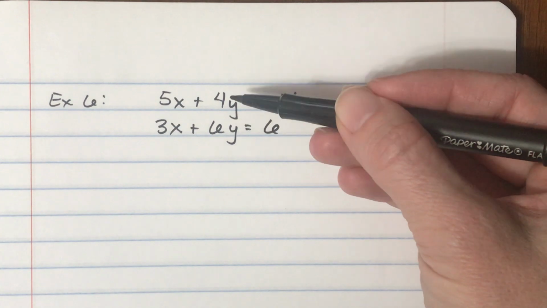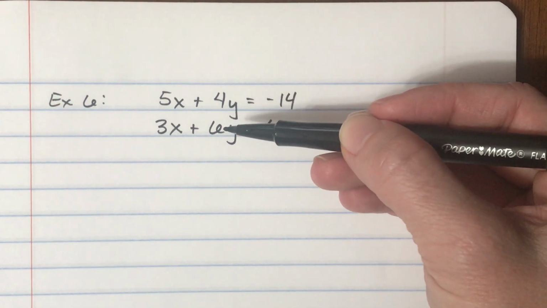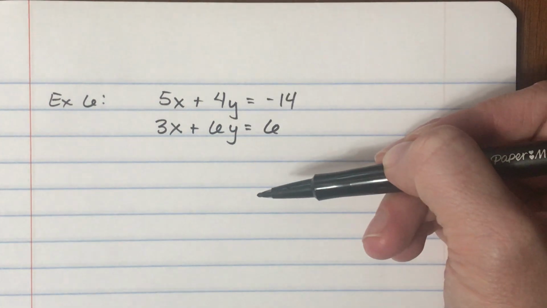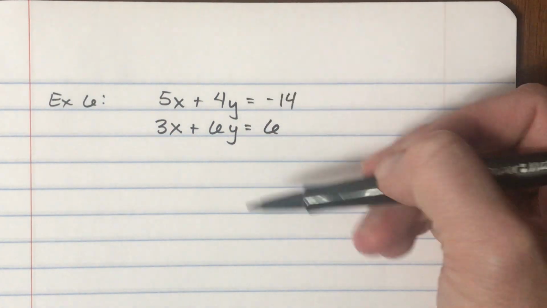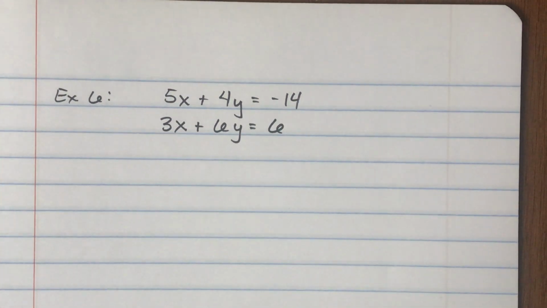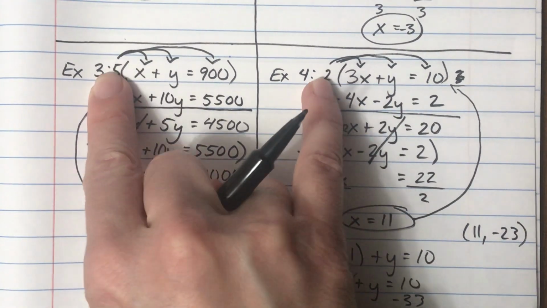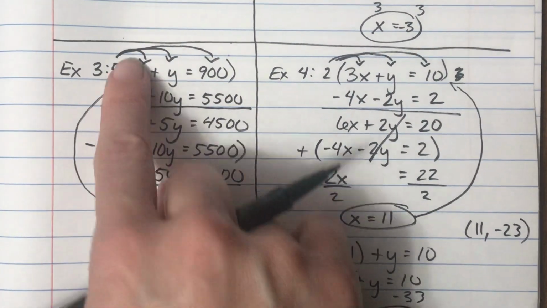What about 4 and 6? Well, there's no whole number that you can multiply 4 by to get 6, or no whole number you can multiply 6 by to get 4. So how are we going to eliminate these? How are we going to make them the same? Well, just like we did over here where we manipulated one of the equations, we're going to end up multiplying every element of it to get the same.